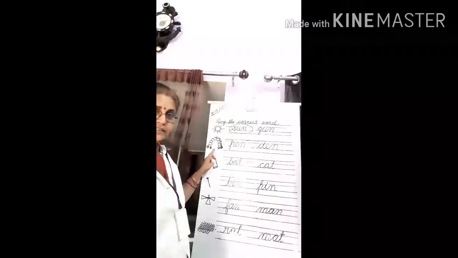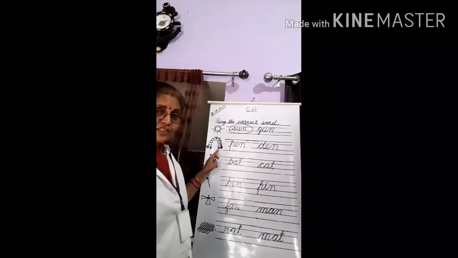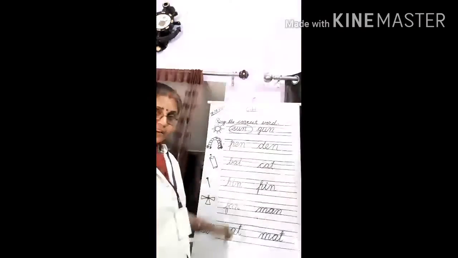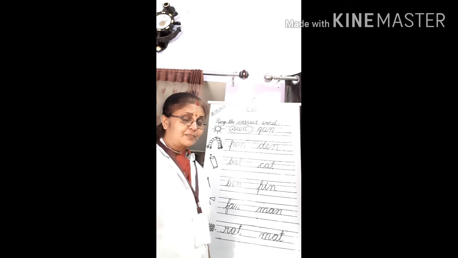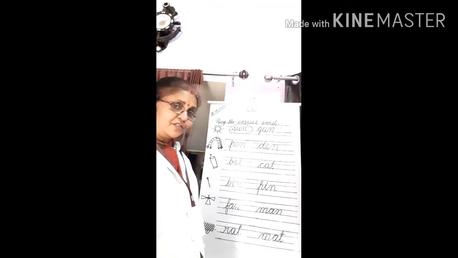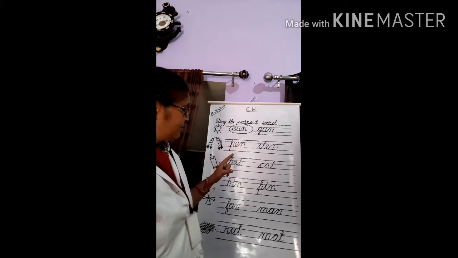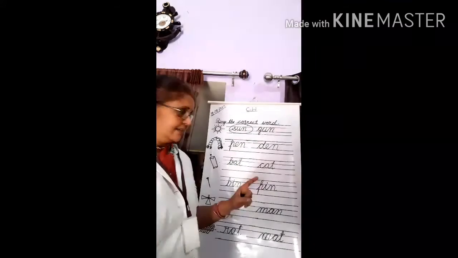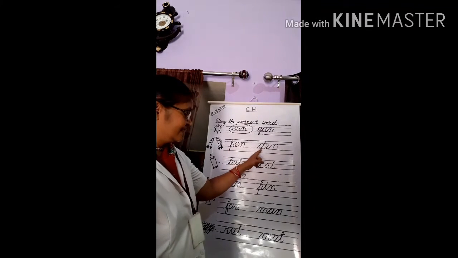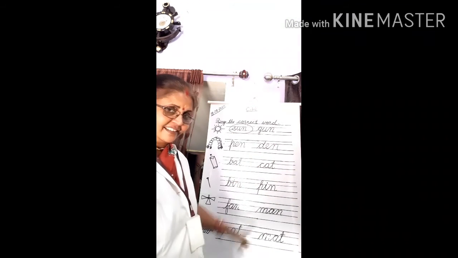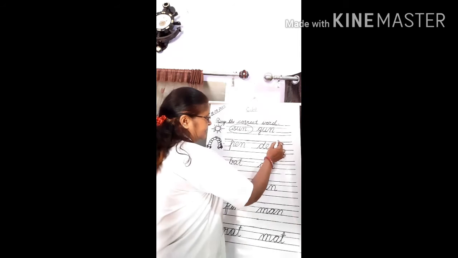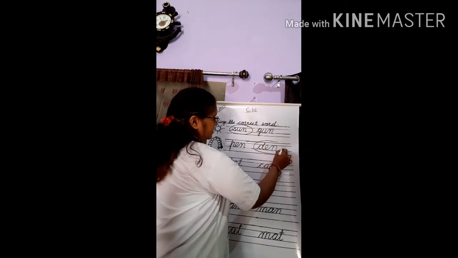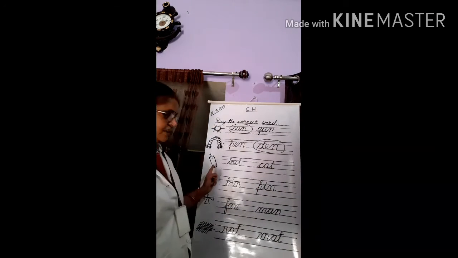What is this, children? Yes, this is a picture of a den. Den, where the lion lives, the tiger lives in the den. So what is the spelling of den? Yes, D-E-N, den. So you have to choose the correct spelling. This one or this one? Yes, this one is D-E-N, den. The correct spelling of den is D-E-N, den. So you have to make a circle here. Okay. Then come to the third point.